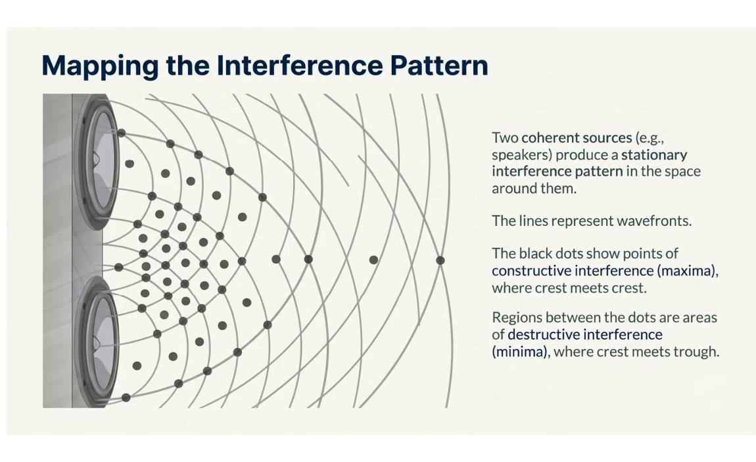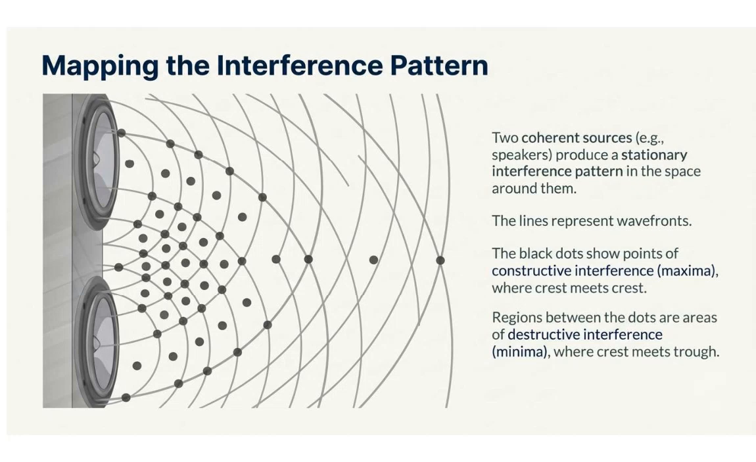When two coherent sources, like these speakers, emit waves, they create a stationary interference pattern in the surrounding space. The curved lines you see are wavefronts, showing how the waves spread out from each source. The black dots mark where the waves meet in phase. This is called constructive interference, or maxima, meaning the crests of the waves align and reinforce each other.